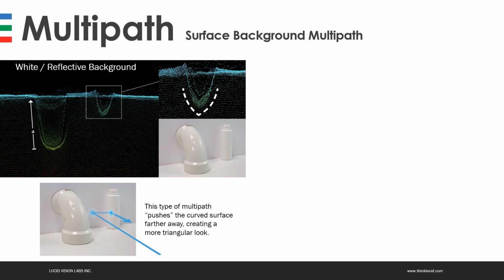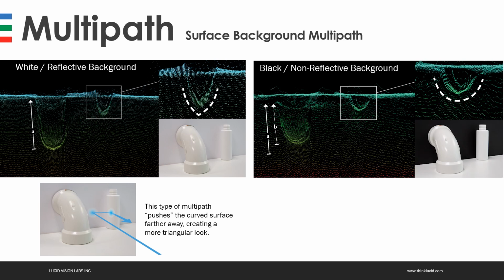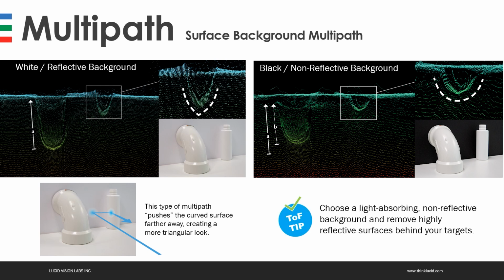Now, if we replace the white background with a light-absorbent, non-reflective surface, we see a much better point cloud that's closer to reality. If we compare the pipes, we see that it's not as stretched out as the previous version, and the bottle has become much more circular, less of a triangle. It still has a tiny peak, but overall the surface background multipath in the scene is greatly reduced. So choose a non-reflective background surface to reduce background multipath. Note that I didn't say black background because some black surfaces can be just as reflective as lighter colors.